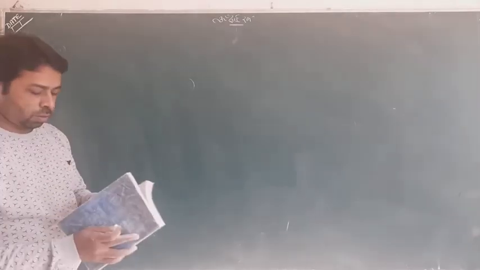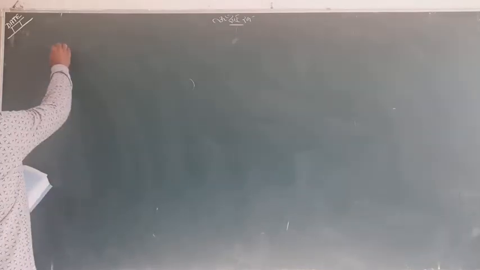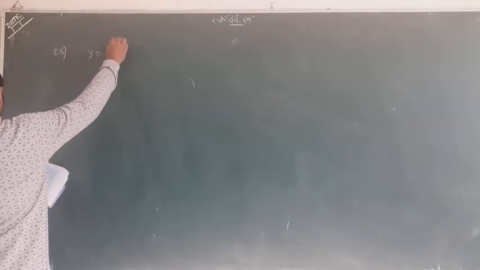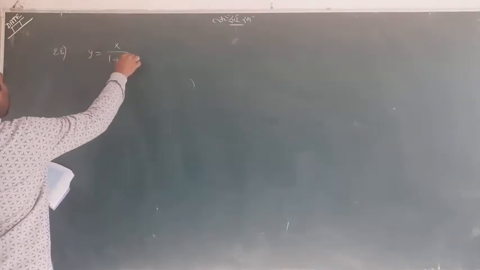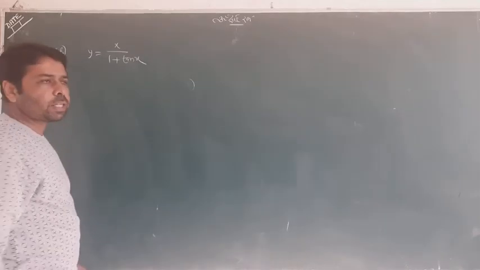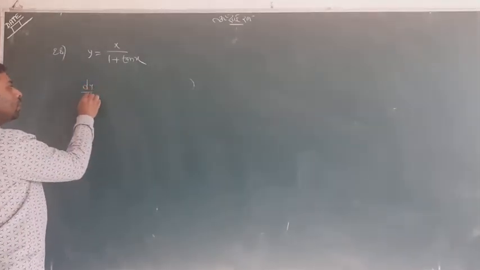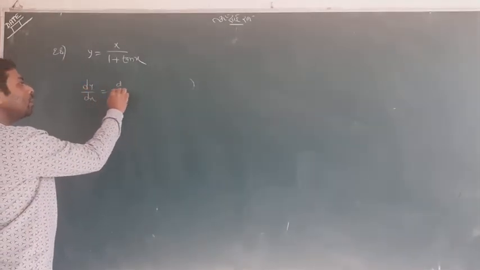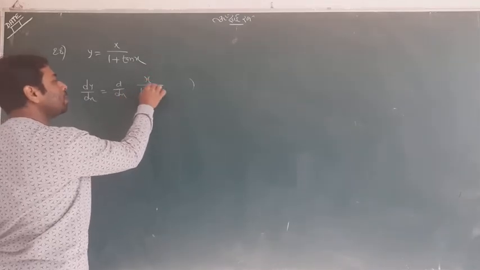So we have a question. y is equal to x upon 1 plus tan x. This question is here. So we will do this. How can you deal with this question? You again know it. dy by dx of x upon 1 plus tan x.